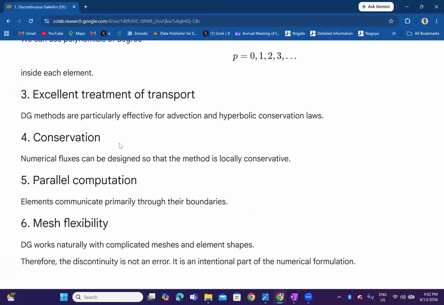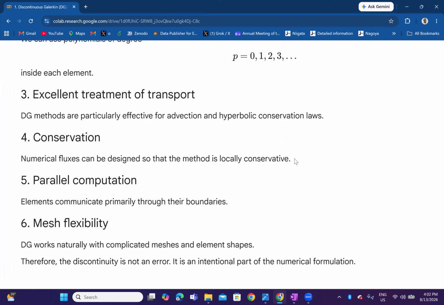Then you have conservation. Numerical fluxes can be designed so that the method is locally conservative. So you can have local conservation because there are discontinuities. You can have pockets, every element having its own unique behavior, its own unique conservation locally.